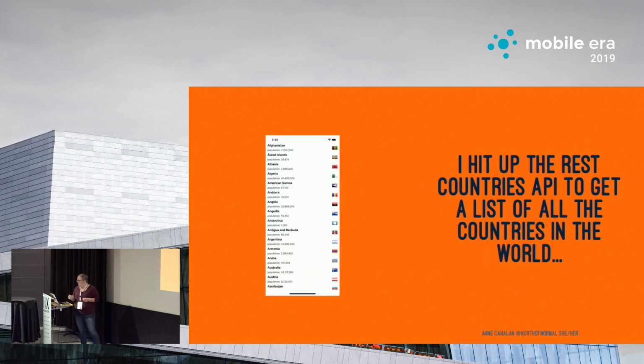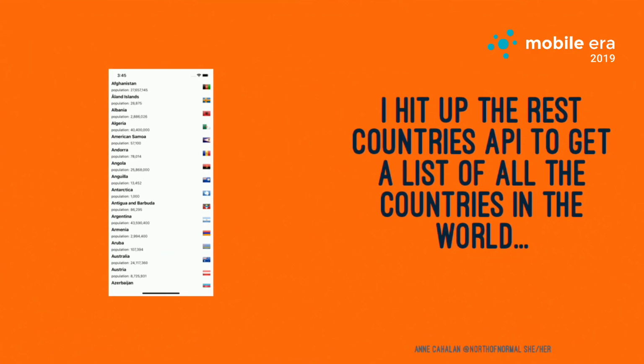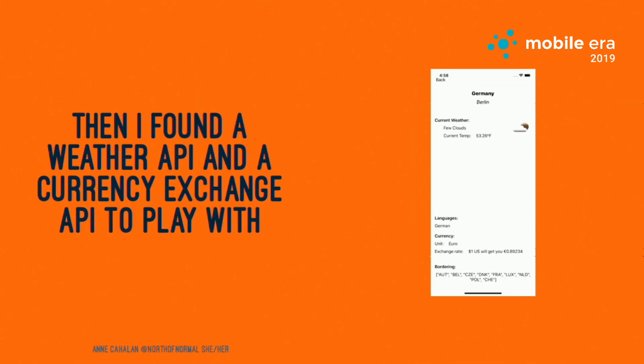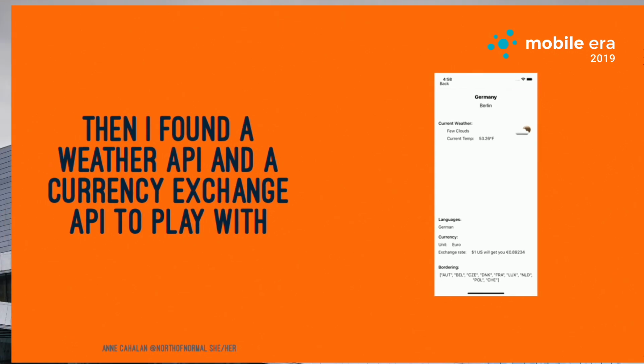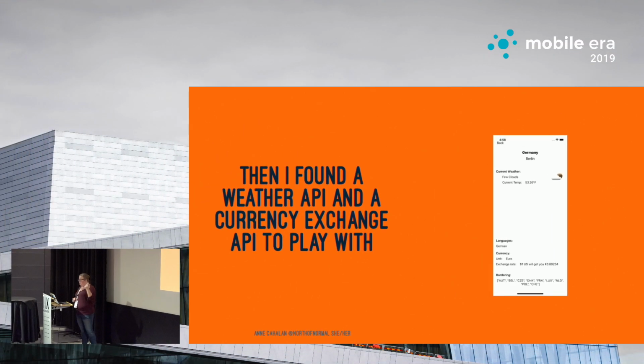I hit up the REST Countries API to get a list of all of the countries in the world, set up a real simple table view with their population and their flag. And then I found a weather API and a currency exchange API to play with, so I could have this details view, which showed the current weather in each country's capital city, the current exchange rate for each country's monetary unit into American dollars, and someday that big empty space will have a map of the capital city, but I haven't gotten to that yet.